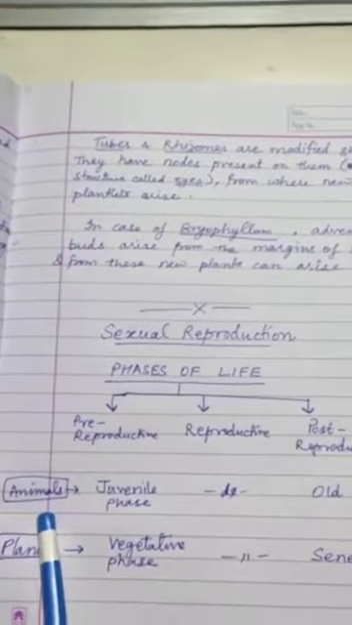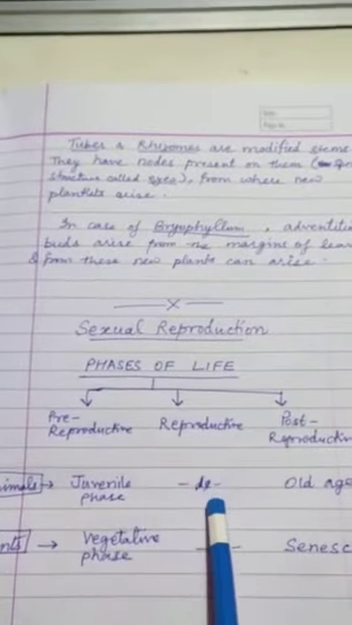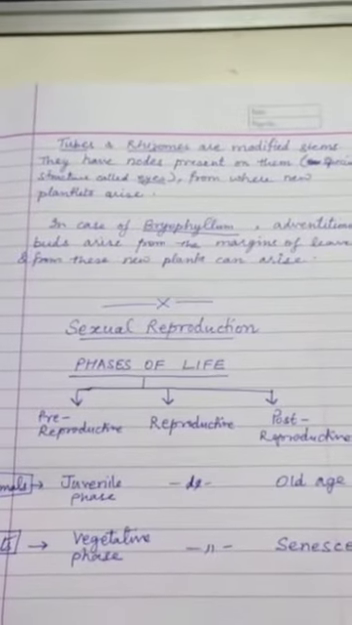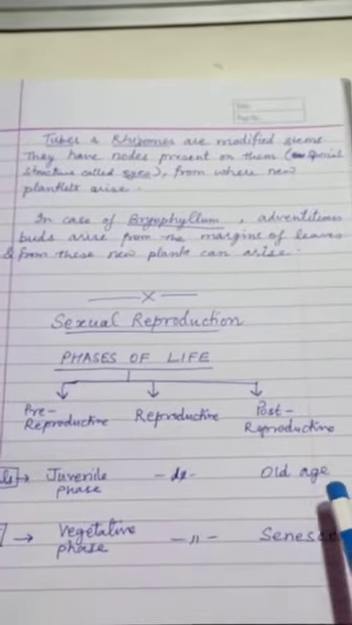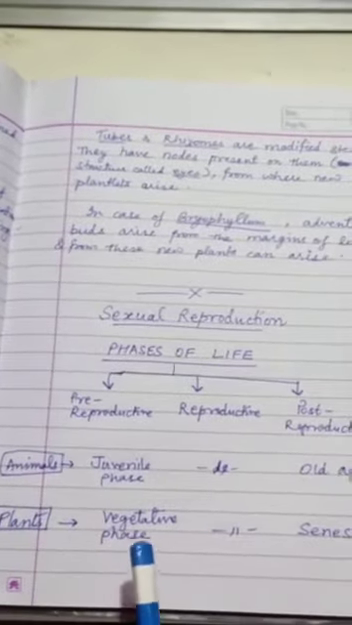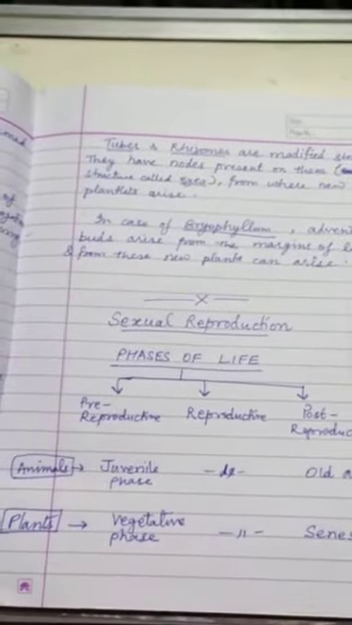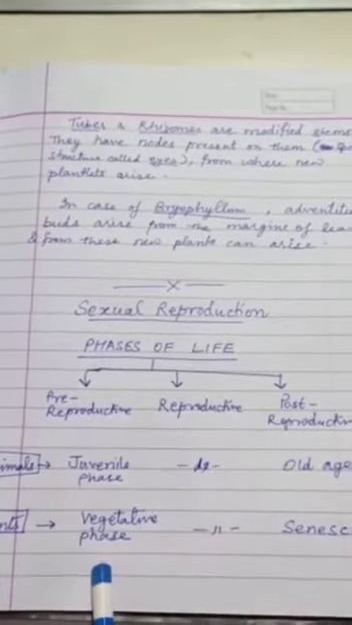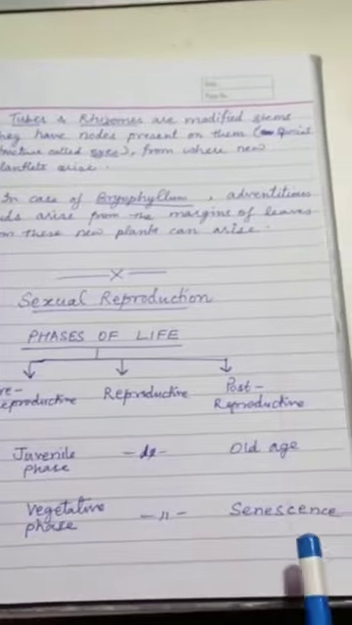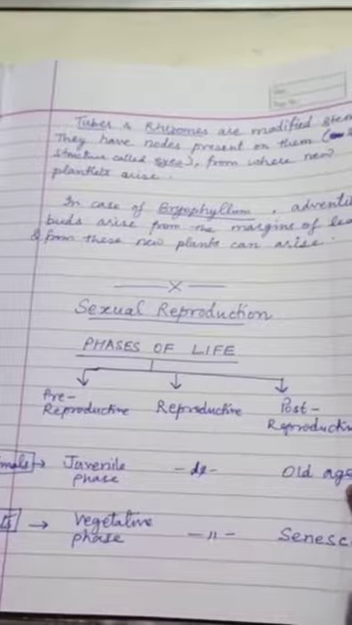In animals, pre-reproductive phase is known as juvenile phase, then reproductive phase, and after reproduction, when one is not capable of reproducing, is the old age. In plants, pre-reproductive phase, when plants are young and flowers are not developed, is called vegetative phase. Then the reproductive phase, and then senescence. Okay, so these are the 3 phases of life.